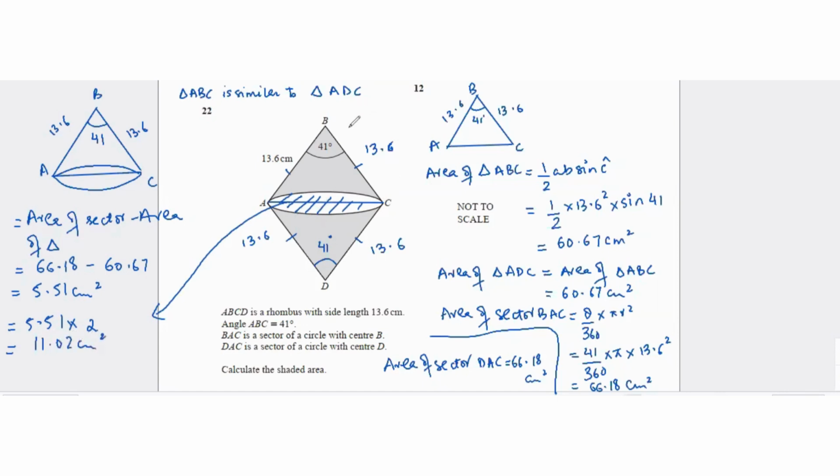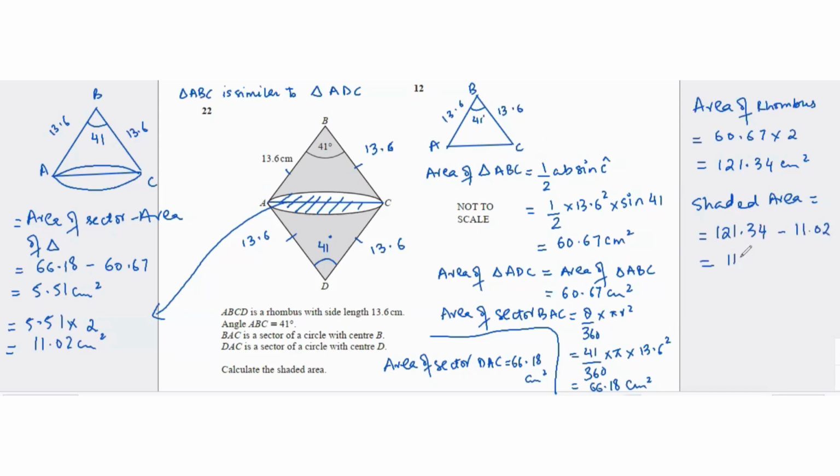Now to find the area of the shaded region, I will subtract 11.02 centimeters squared from the area of the rhombus. The area of the rhombus is going to be 60.67 times 2, which was the area of the triangle. So we add up the areas of the two triangles, and that's going to give us 121.34 centimeters squared. So if we subtract this white region from the area of the rhombus, we get the shaded part. So the shaded area is going to equal 121.34 minus 11.02, which is 110.34 centimeters squared. This is your shaded area.